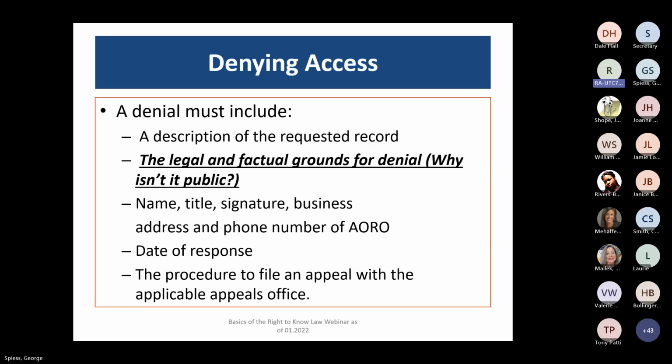Then you put down the information for the Agency Open Records Officer, because remember, this is the person who's legally responsible for responding to the request, and how you contact that person. Then you put the date of the response. This is important because now another deadline is kicked in that the requester needs to keep in mind. And then you must explain what the person's appeal rights are. Usually it's that they have 15 business days to file an appeal with the Pennsylvania Office of Open Records. In most cases, that's what their appeal rights are.